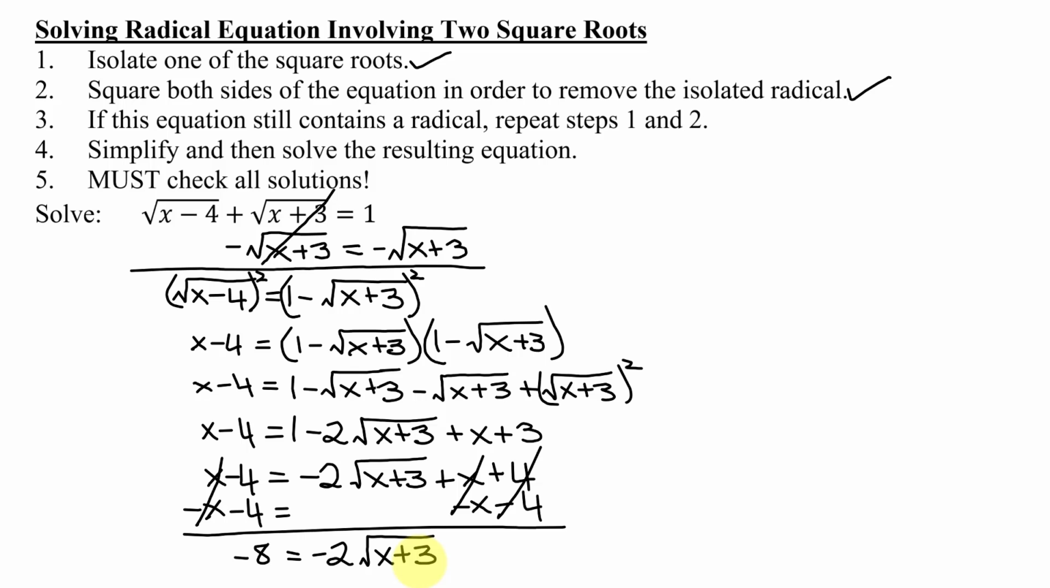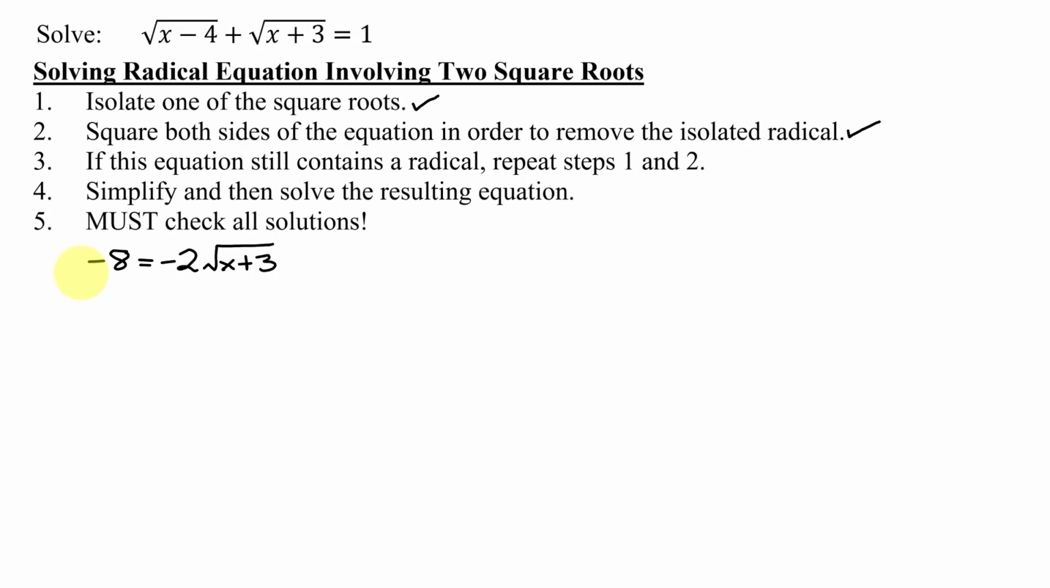I need to go on to the next page, so I'm going to put it on pause for a second. This is the last step from the previous page. I'm isolating the square root of x plus 3, so I'm going to have to divide both sides by negative 2. Negative 8 divided by negative 2 is positive 4, equals, the two negative 2's reduce, and I get left with the square root of x plus 3. So I completed step 1 again. Now I need to square both sides again.